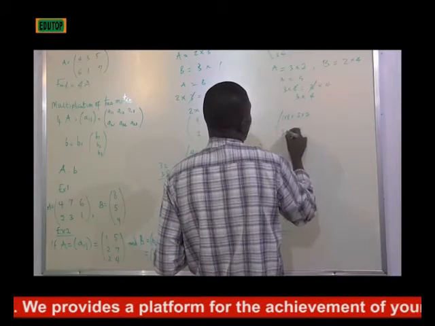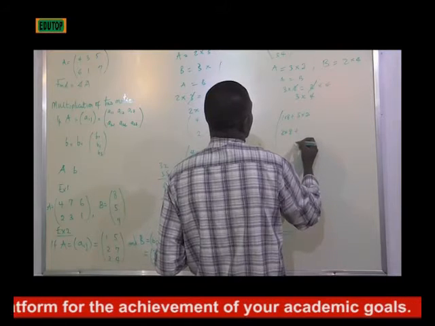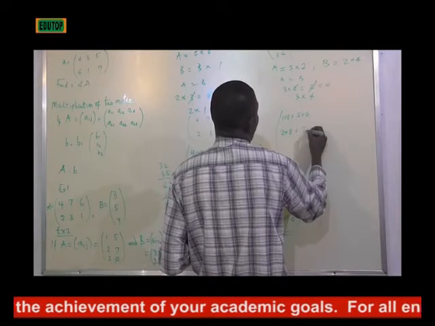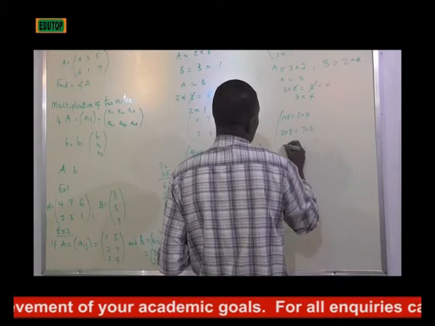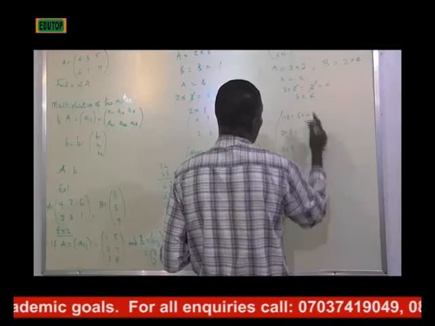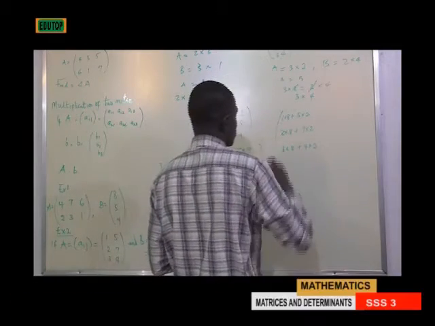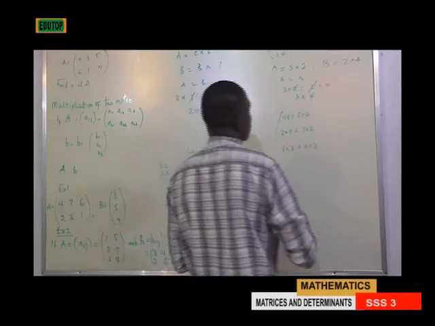Then 2 times 8 plus 7 times 2. 3 times 8 plus 4 times 2. That settles the first row and the first column.